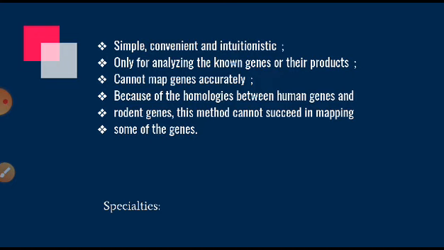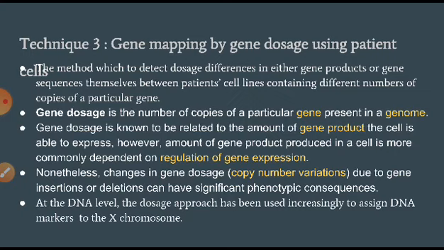The specialties of this method are that it is simple, convenient, and intuitive, only for analyzing known genes or their products. It cannot map genes accurately because of the homologies between human genes and rodent genes. This method cannot succeed in mapping some of the genes, so it is not very useful.